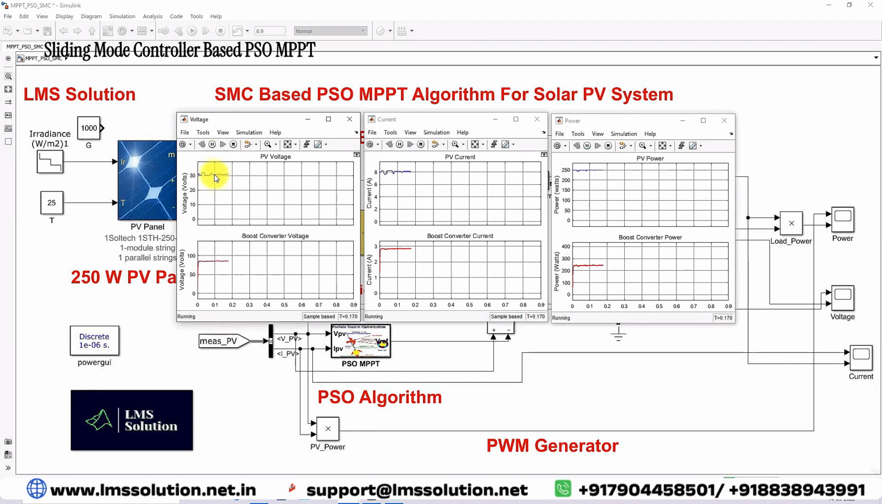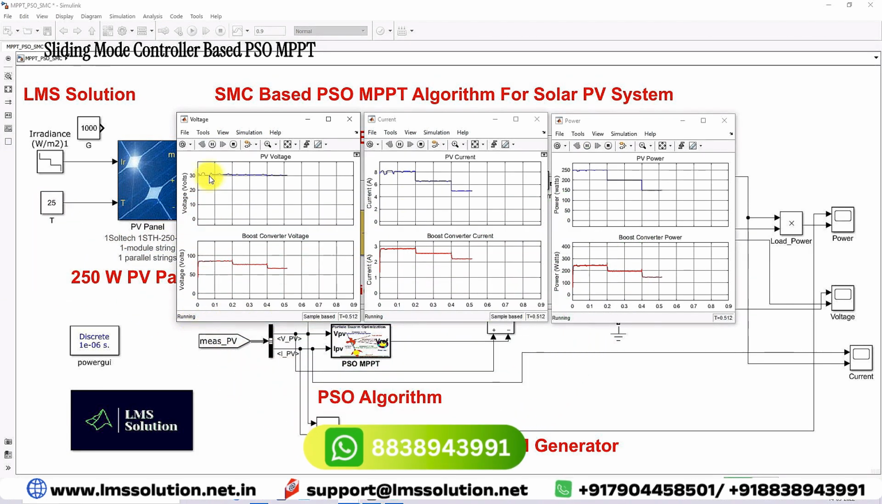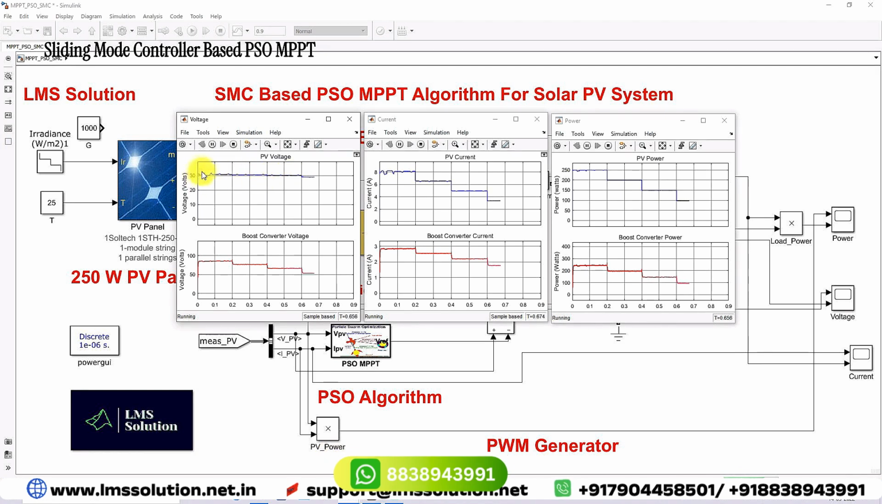Here you can see that this PV voltage is maintained around 30.7 volt. Initially it's around 32. After that it goes to 30 volt. Now after some time, at 0.6, it goes to 29 volt. So this is a boost converter voltage. Because of the change in irradiation, we need to extract the maximum power from the PV panel. Then the voltage of the load is going to be changed according to the irradiation.